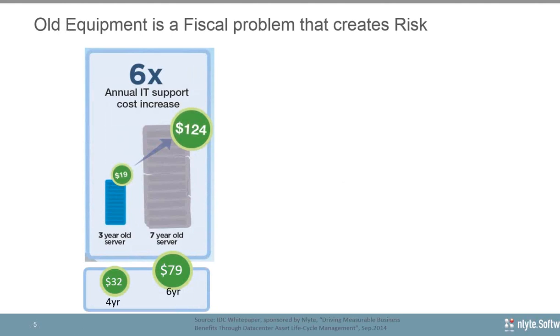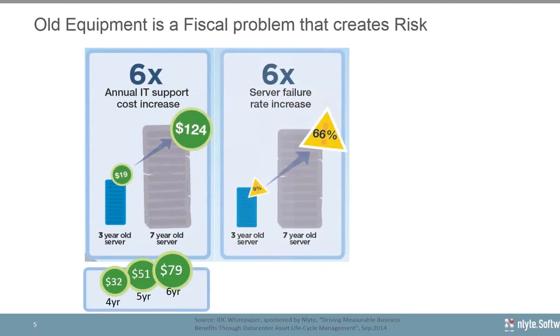For what I think is the more likely scenario, that 5-year in the middle, that's 2.5 times as much. So the poll actually is a little bit misleading because it didn't even have 250% or greater on it, and only 10% of us indicated that was the case. So that's for IT support costs. Well, associated with that is the failure rate. And the failure rate skyrockets when you get to 7 years old. So it's a 6x increase from 9% of a 3-year-old server to 66%.